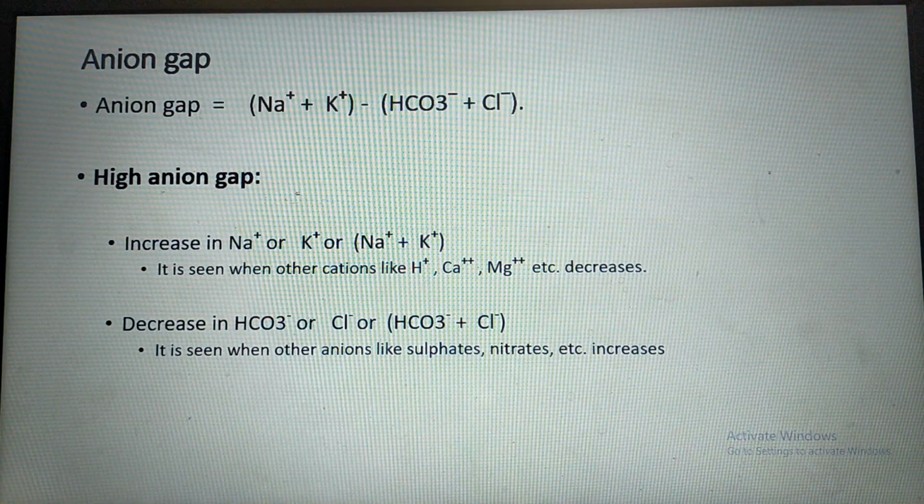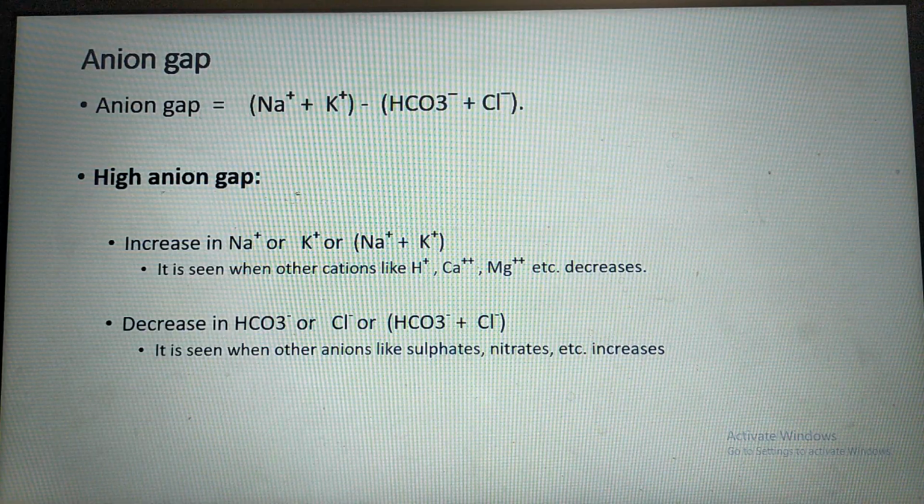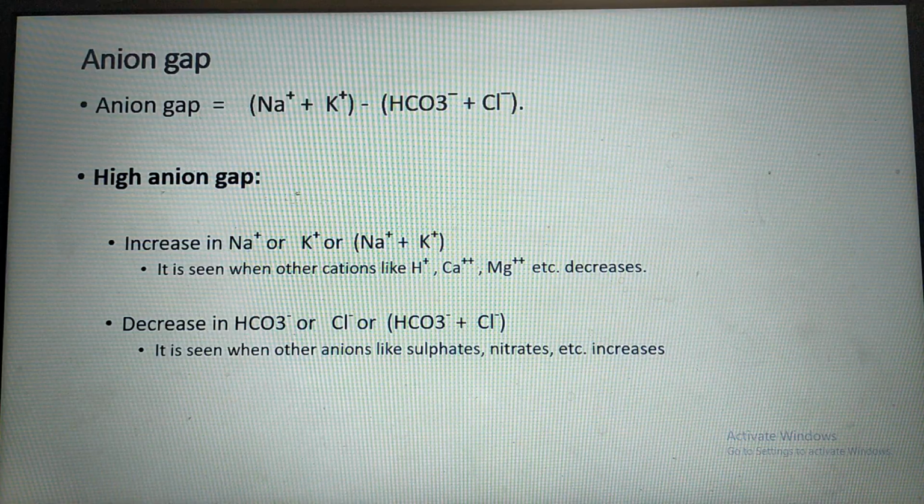First, try to understand the concept. What is meant by high anion gap? It is a conceptual question. In the upper side, I have given the formula of anion gap, where I have written sodium plus potassium sum minus sum of bicarbonate and chloride. High anion gap means if sodium or potassium or both increase in the body, right, then the difference is more.